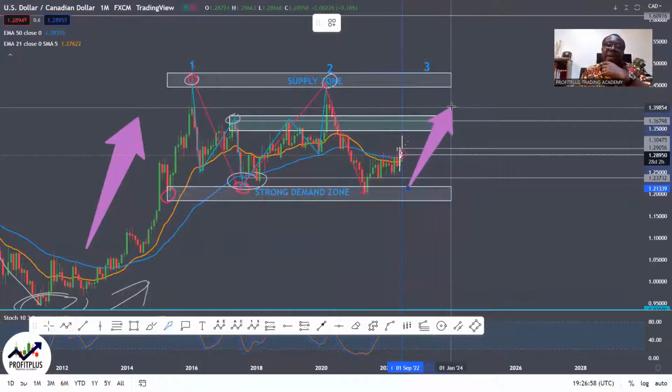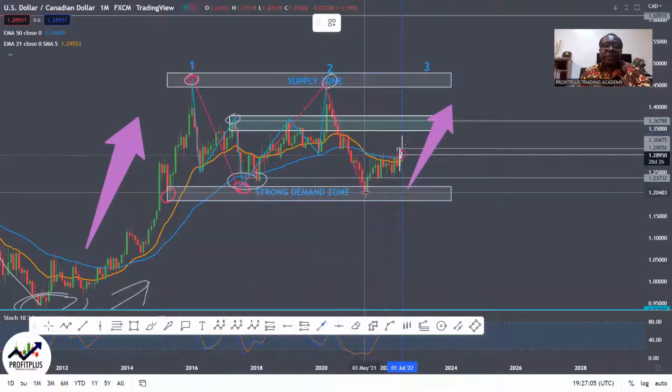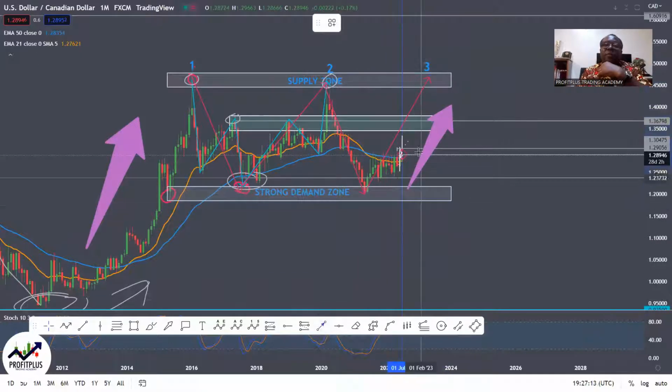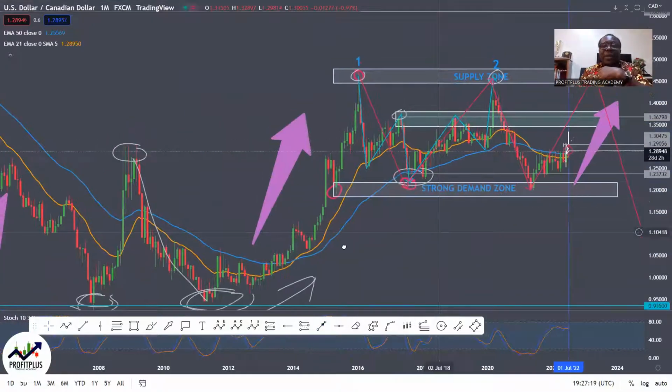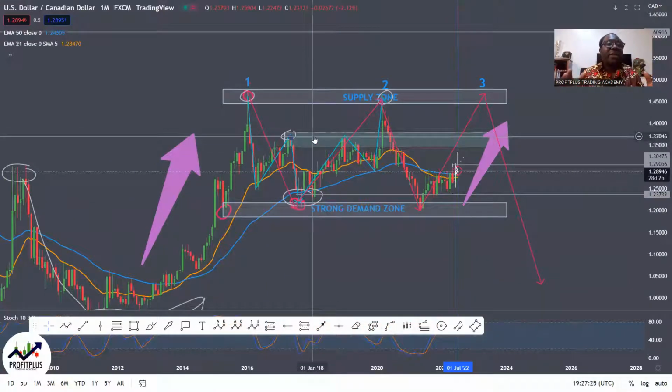We're expecting market price to be bullish. This is expected. There could be a possible retest of this zone, possible retest of this zone before the price can be expected to crash and break out of this structure. So at this point, market is seen to be trading sideways, and all these are happening on the monthly time frame.